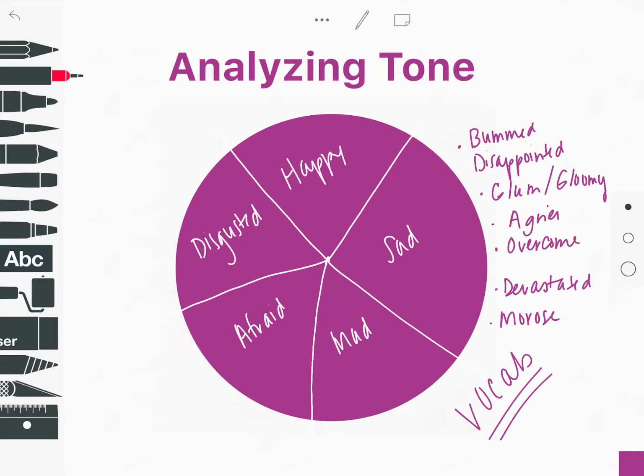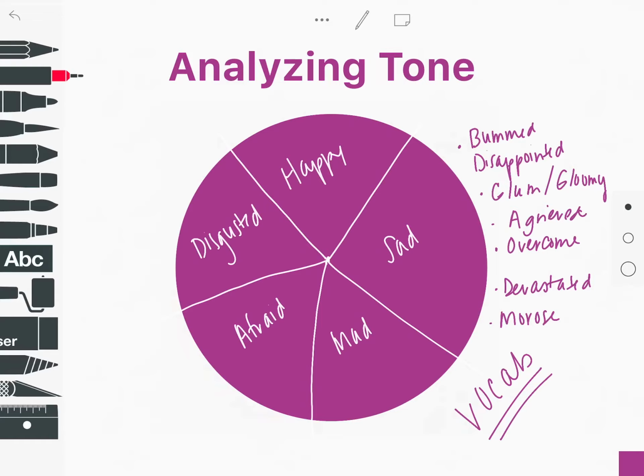Aggrieved is another word that kind of falls into that middle range of sadness too. Like I said, looking at those words, morose, aggrieved, glum, you're probably like, I don't even know what that word means, but that's where I'm saying that tone is really kind of a vocabulary game.